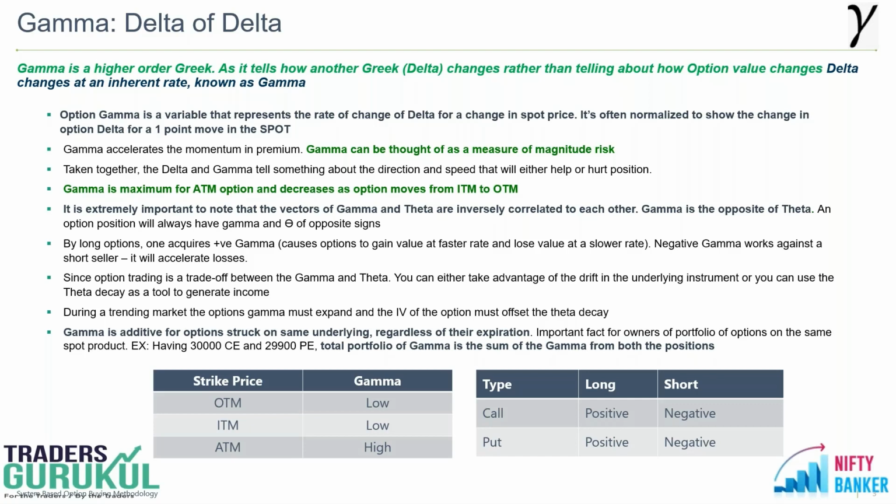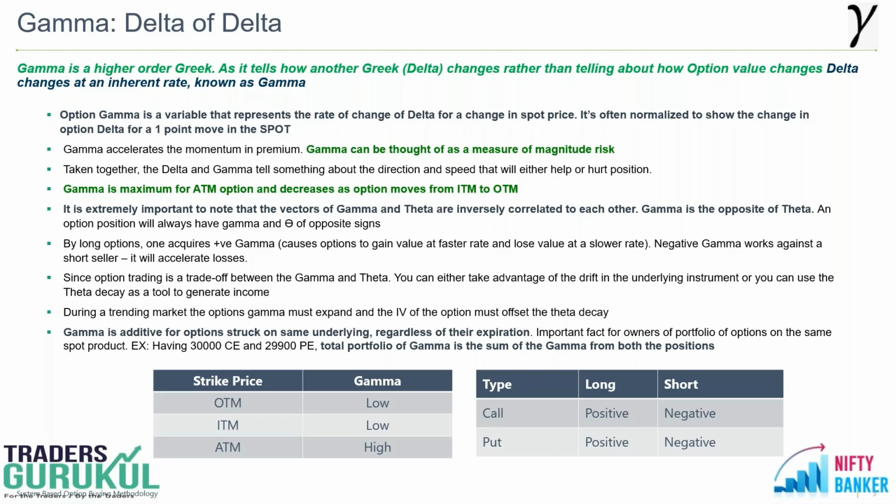But before that, I know all of you know the definition and everything, but a few pointers. As we know, gamma is a higher order Greek. You have delta, theta and vega, and everything revolves around price and volatility. But this is the only Greek that depends upon your first order Greek, the delta. It tells how exactly another Greek, that is delta, changes rather than telling about how the option value changes. So that is how gamma comes into play. Delta changes at the inherent rate that is known as gamma, right?